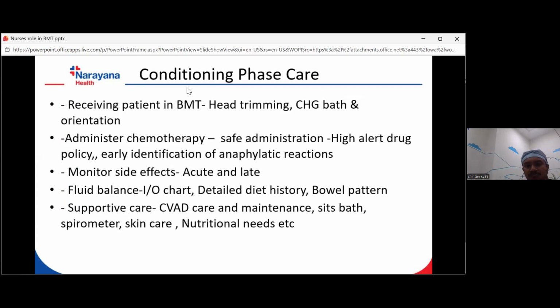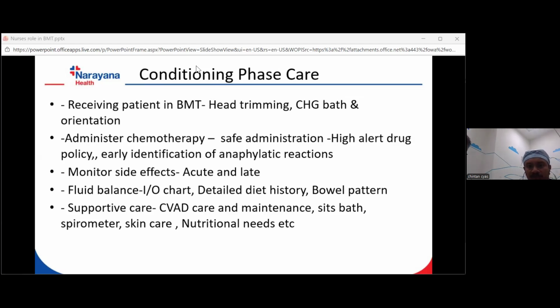And in the conditioning phase, once we receive the patient in the BMT, as an infection control practice, we trim the hair, and we need to ensure that the patient takes a chlorhexidine bath for BMT entry. And we need to give the basic orientation to the patient regarding BMT practices and routines to get better cooperation from the patient side as well as the parent side.